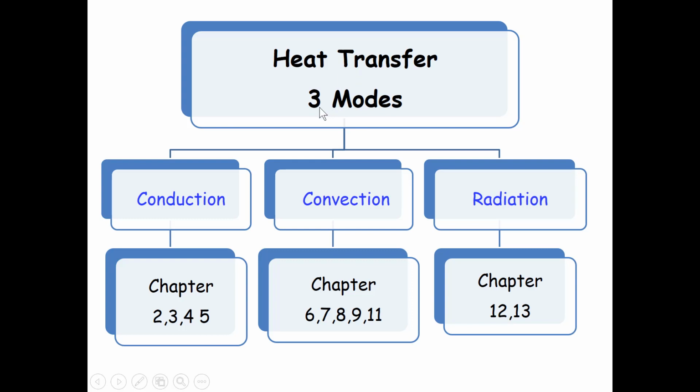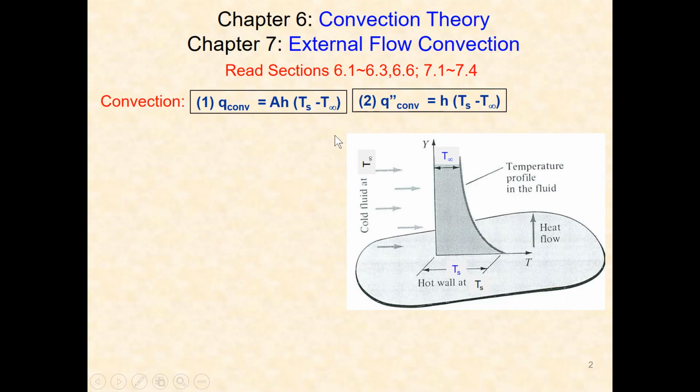Heat transfer has three basic modes: conduction, convection, and radiation. These are chapters covering each heat transfer mode. From this point, moving forward, we will dive into convection. We start with Chapter 6, Convection Theory, combined with Chapter 7, External Flow Convection as an example.